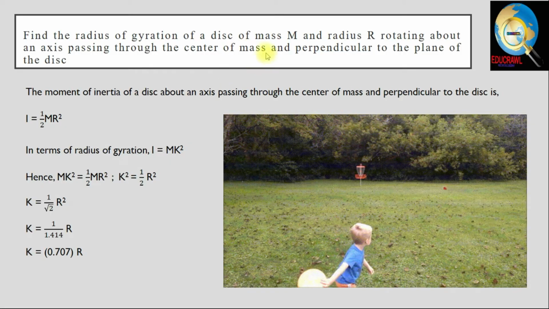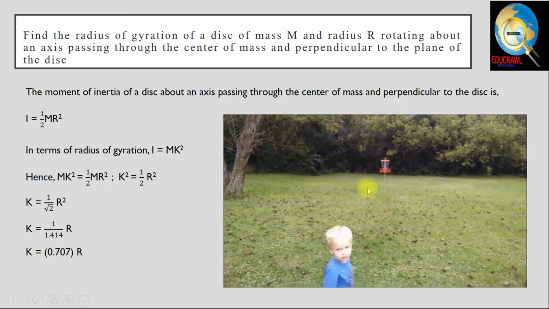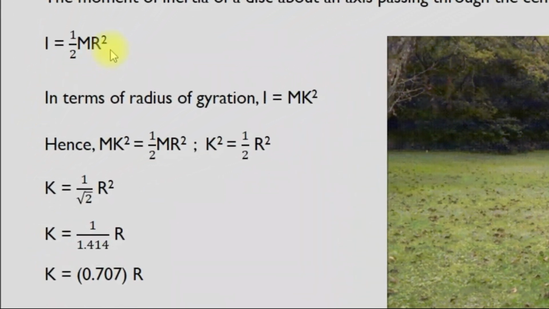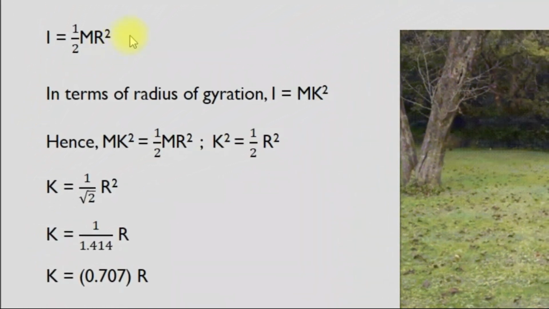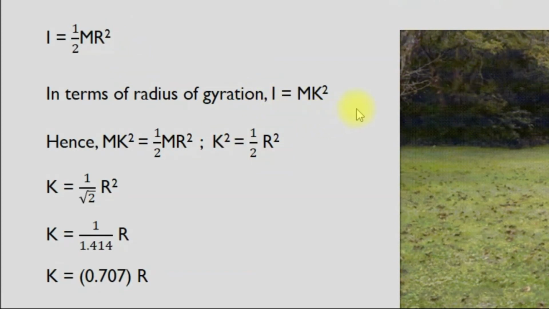Find the radius of gyration of a disk of mass m and radius r rotating about an axis passing through the center of mass and perpendicular to the plane of the disk. You can see the disk which is flying in the animation. The moment of inertia is given by the formula I is equal to half m r squared. In terms of radius of gyration, we know the value of I as m k squared.